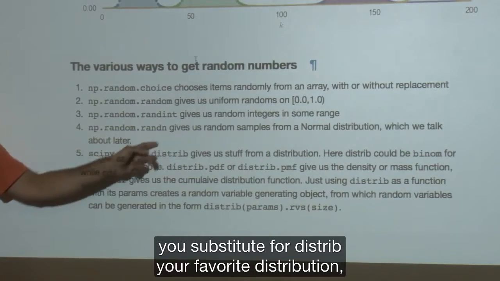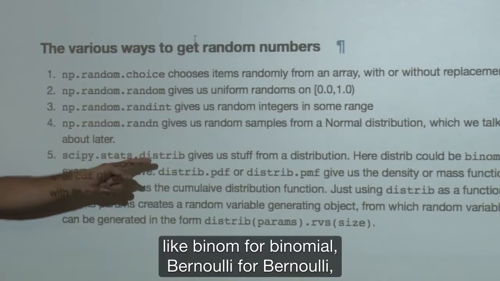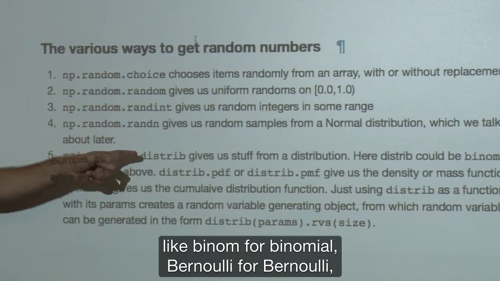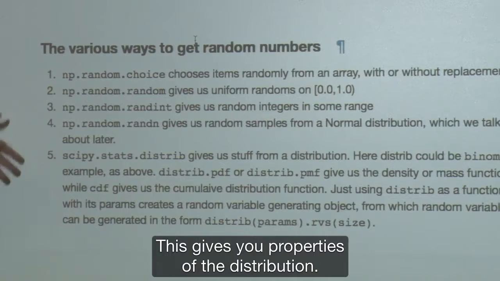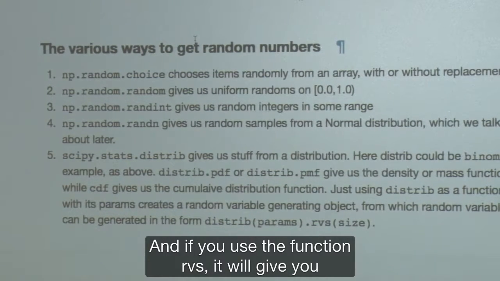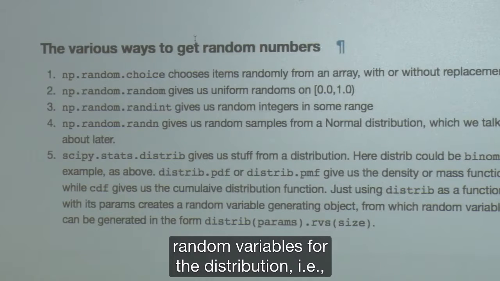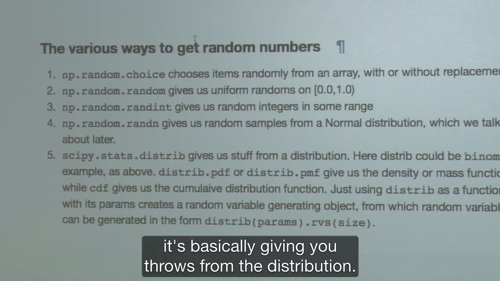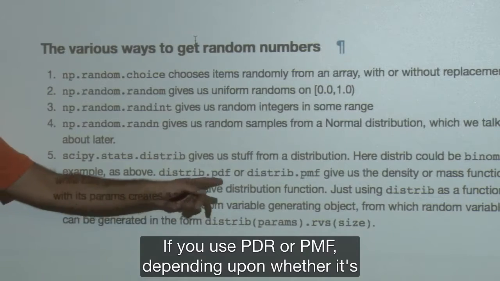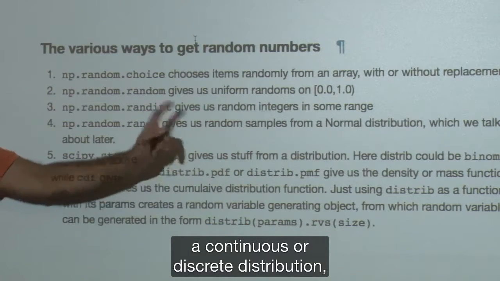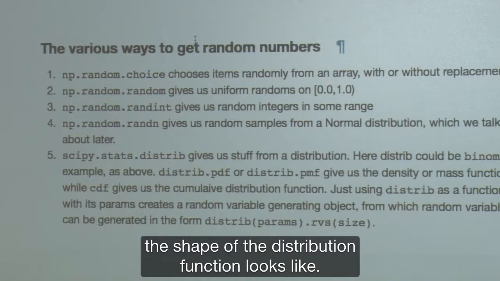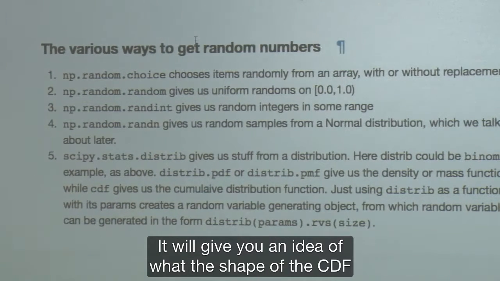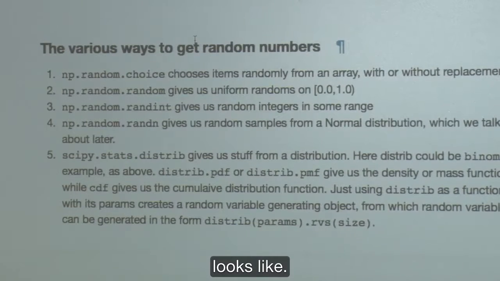And then scipy.stats.distrib, where you substitute for distrib your favorite distribution, like binom for binomial, bernoulli for Bernoulli, I think poisson for Poisson. This gives you properties of the distribution. If you use the function rvs, it'll give you random variables from the distribution, i.e., it's basically giving you draws from the distribution. If you use pdf or pmf, depending upon whether it's a continuous or discrete distribution, it's going to give you an idea of what the shape of the distribution function looks like. You can also do a cdf. It'll give you an idea of what the shape of the CDF looks like.